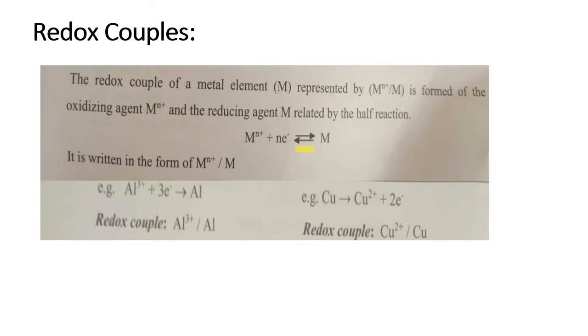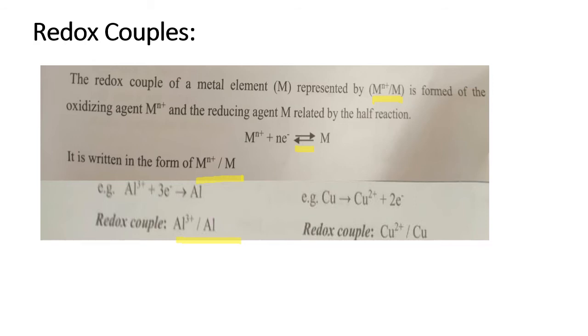If I say write a redox couple, you write first the oxidizing agent and second the reducing agent. It means the oxidizing agent, the ion which undergoes reduction, Mn+. The second one is the metal, the reducing agent that undergoes oxidation. Always it is written in the form Mn+/M. For example, Al3+ plus 3 electrons gives Al. The redox couple is Al3+/Al. You write first the ion, then the metal. The Al3+ is the ion that undergoes reduction, and Al is the metal that undergoes oxidation.